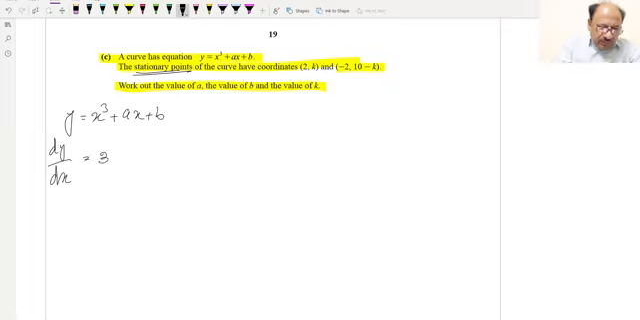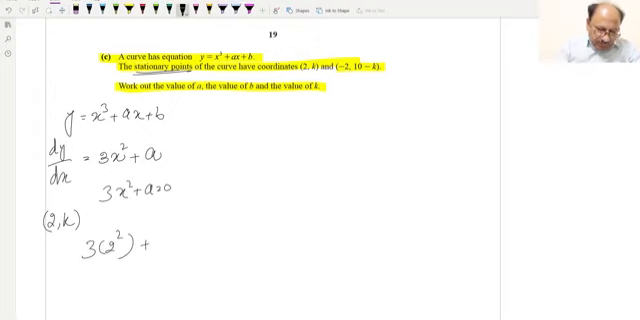So the derivative of x cubed will be 3x squared, plus the derivative of ax will be a, and the derivative of the constant will be 0. So I'm not writing this. We know that the derivative will be equal to 0 for the stationary point. So we can write 3x squared plus a is equal to 0, and for this point (2, k) we can replace in this equation, and we will get 3 into 2 squared plus a is equal to 0. So a is equal to minus 12. So this is the value of a which we got.